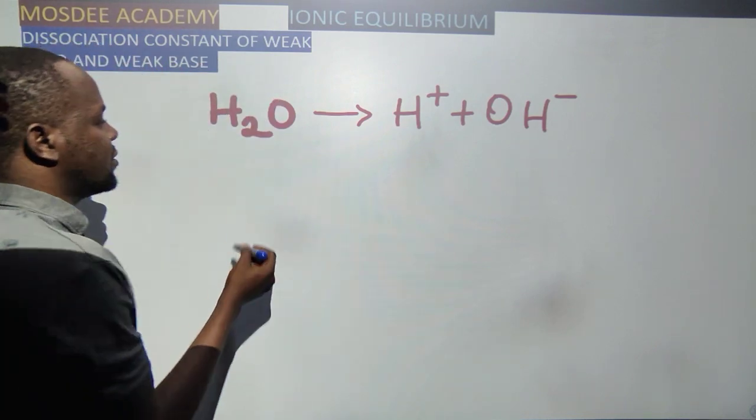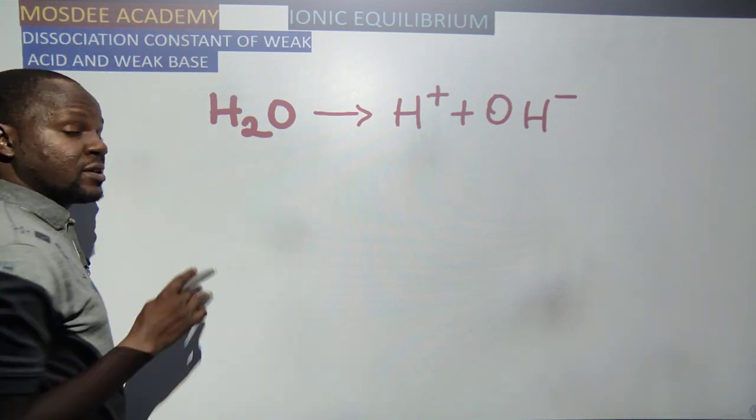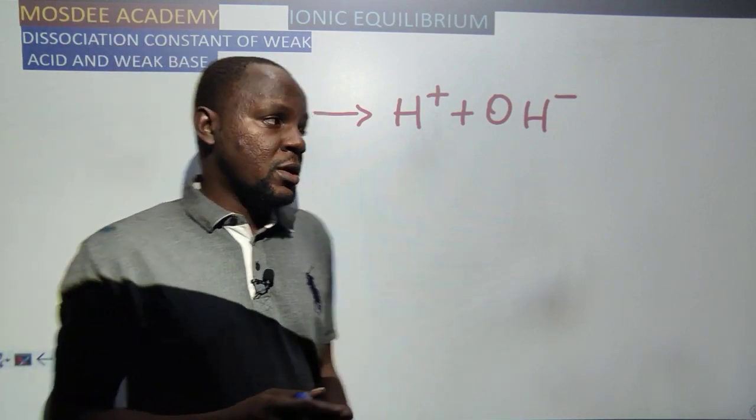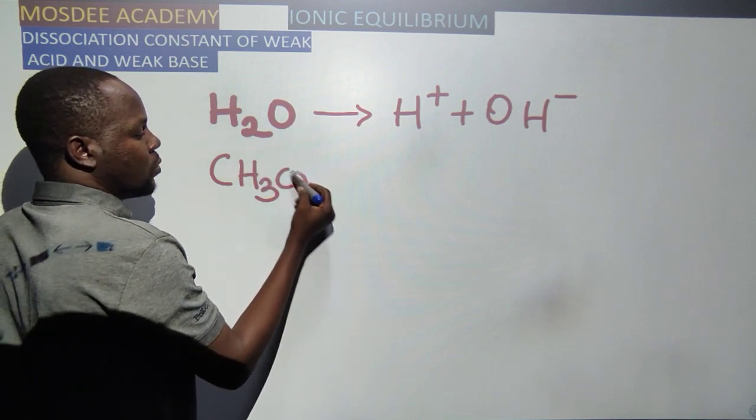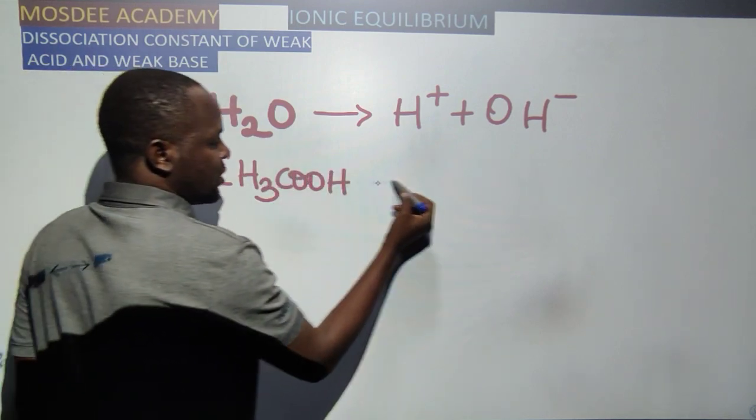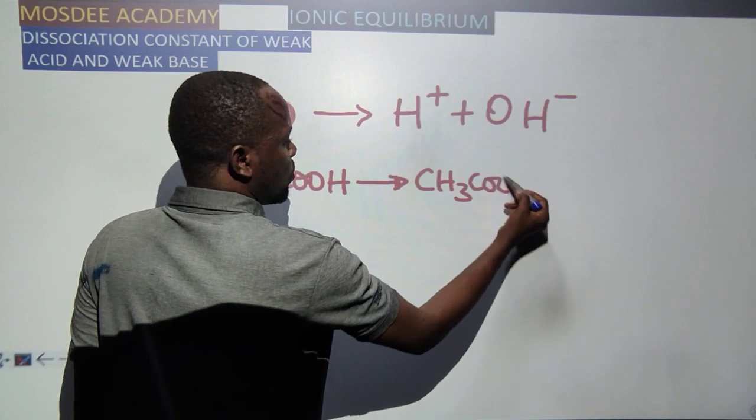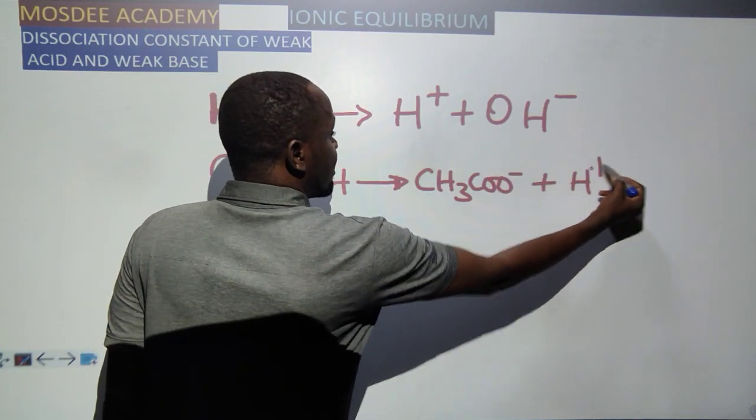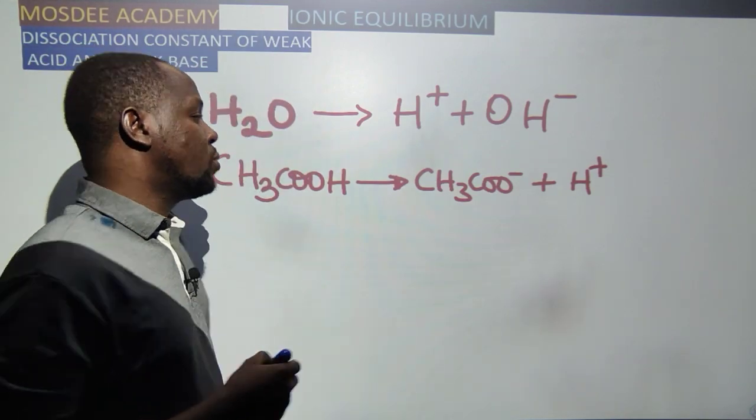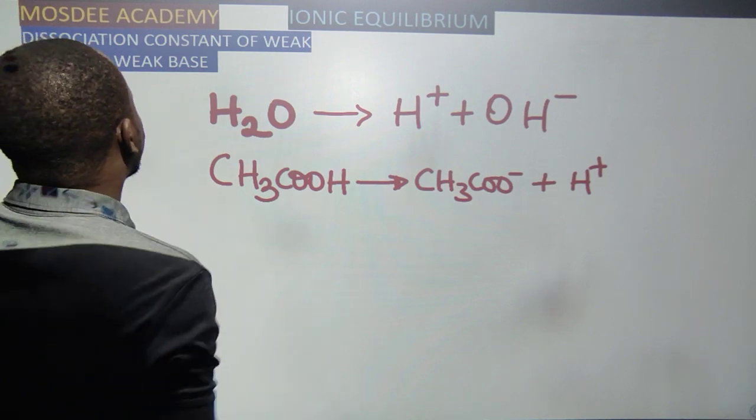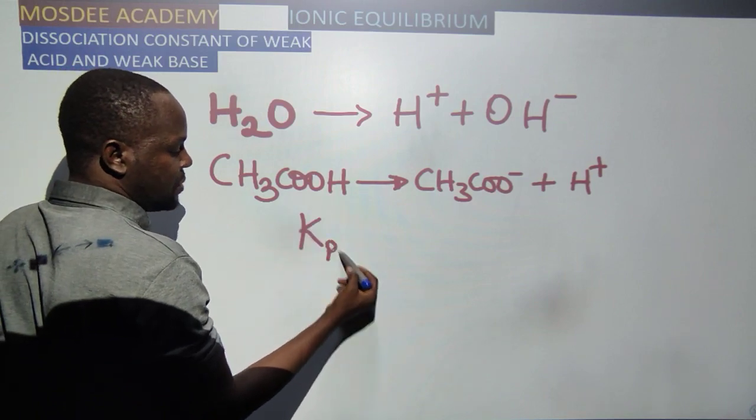If you now want to write the dissociation constant of an acid, this is water, for example, so I'm going to take a weak acid as an example. Now if we have a weak acid, which is ethanoic acid, CH3COOH, when this dissociates, it's going to give us CH3COO minus and H plus. You can write H plus first, then CH3COO minus. So by the dissociation constant here, we can call it KB.